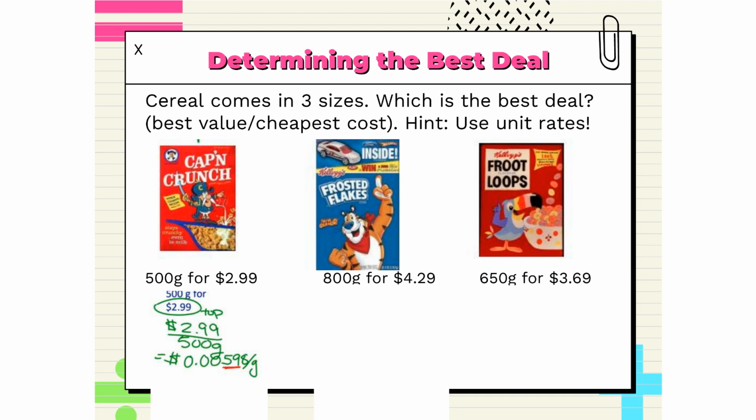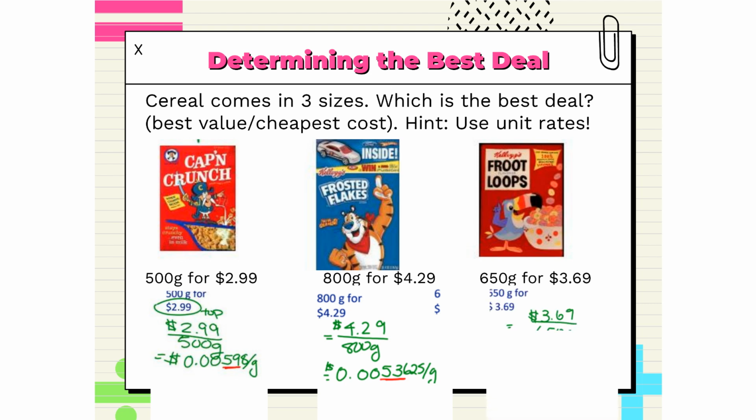your cereal. You can also then do the $4.29, so that's also going to go on top for 800 grams, and when you do that math, you divide it out, you're going to get 0.0053625. So that's a little bit less than what you're spending for the Cap'n Crunch. So your dollars per gram went down, so you're paying less to get the same amount of food.